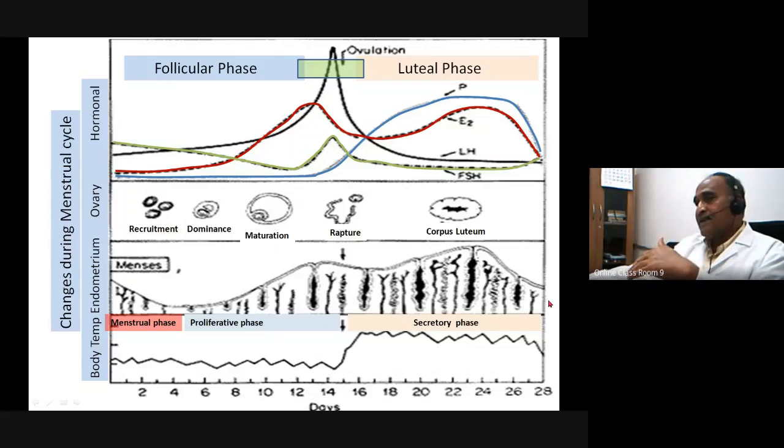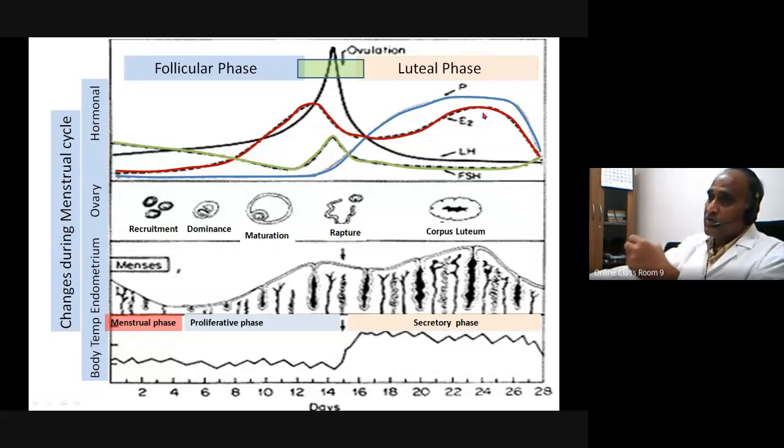And at the end, because of the absence of progesterone, because the progesterone has reached its peak here and then falls, the endometrium cannot sustain itself and vasospasm takes place.